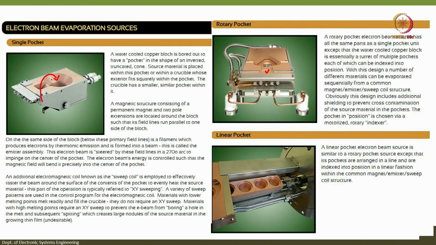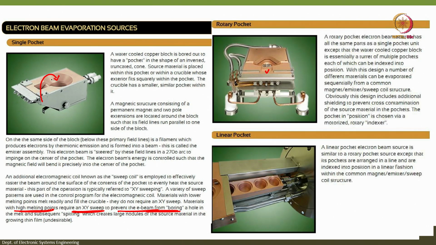Materials with lower melting points melt readily and fill the crucible. They do not require XY sweep, but the materials with high melting point, this is a very important point, require the XY sweep to prevent the electron beam from boring a hole. Because if you just keep on using the electron beam at one particular source, let us say this is the material, it will start taking out the material in this fashion, for materials of high melting point. If your electron beam is only focused on one point, it will form a hole, and that is what we do not want. So, in that case you use the XY sweep.